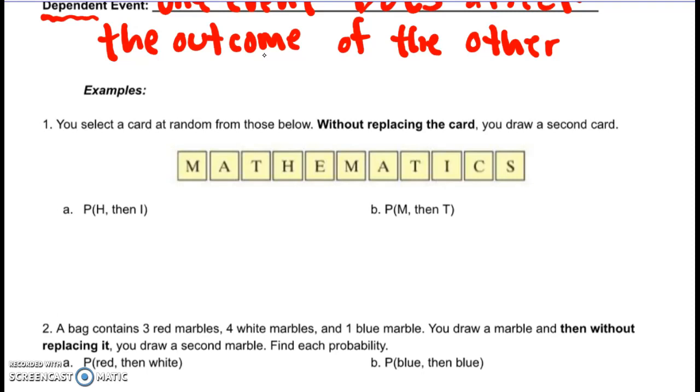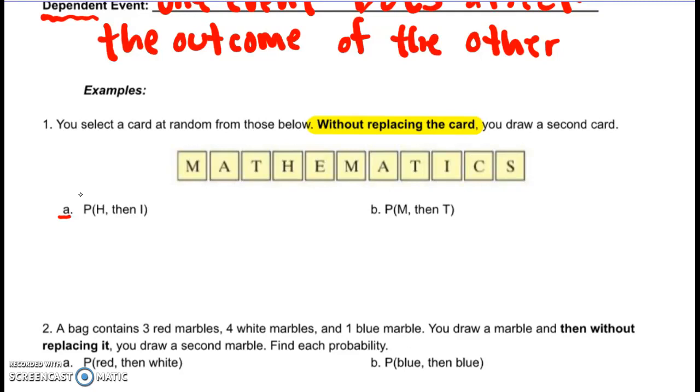So you see that, again, we're selecting a card at random from these mathematics cards below. But here in bold, you see without replacing the card. So we're drawing a card, and then we're not putting it back in the bag that we're drawing from, but we're still going to draw a second card. So we're just going to process and think about that a little bit. Just what does that mean for my different probabilities? So starting here with example A, we're going to find the probability of pulling an H and then an I.